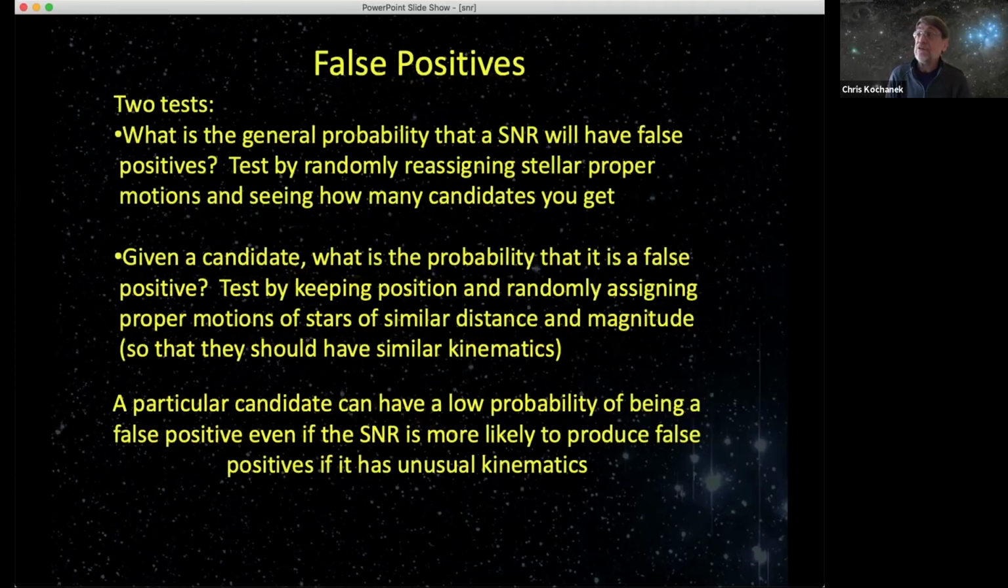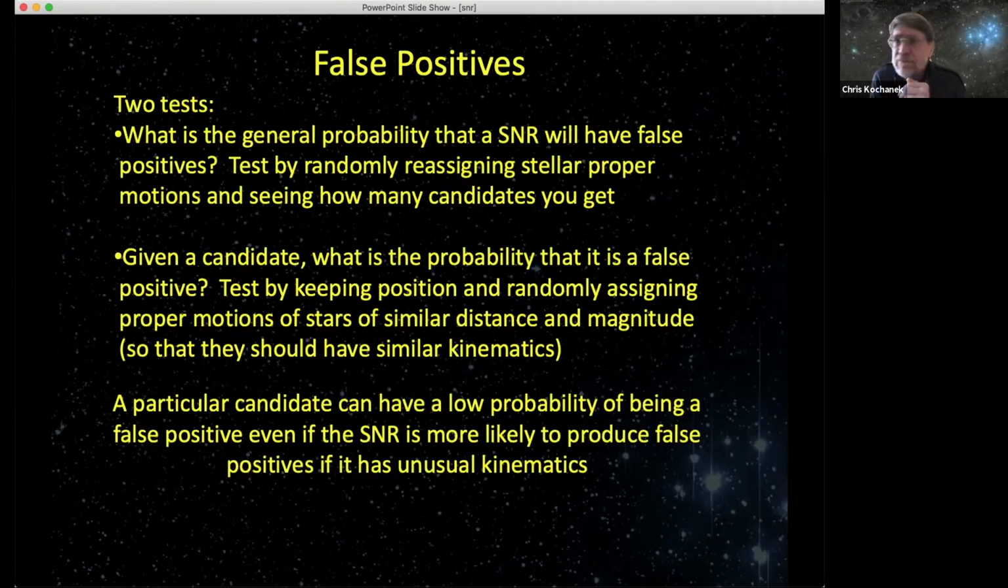All right, false positives. So here are 2 games you can play given Gaia to try to get an estimate of false positives. So you can just get a general assessment of whether a particular supernova remnant is going to produce false positives by keeping the positions of all of the stars you're looking at fixed, and then randomly reassigning the proper motions. Basically you're going to ask: given a semi-random set of positions, which are going to be uncorrelated with the velocities, if I assign them a typical velocity for lots of other stars in the region, will they produce a candidate?